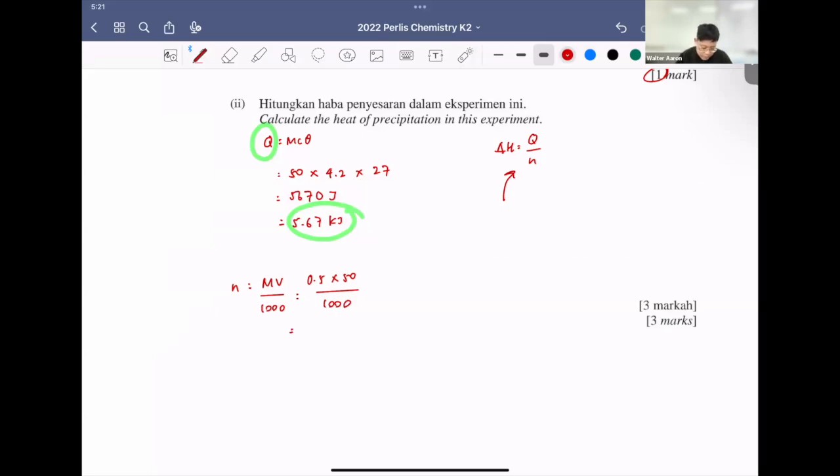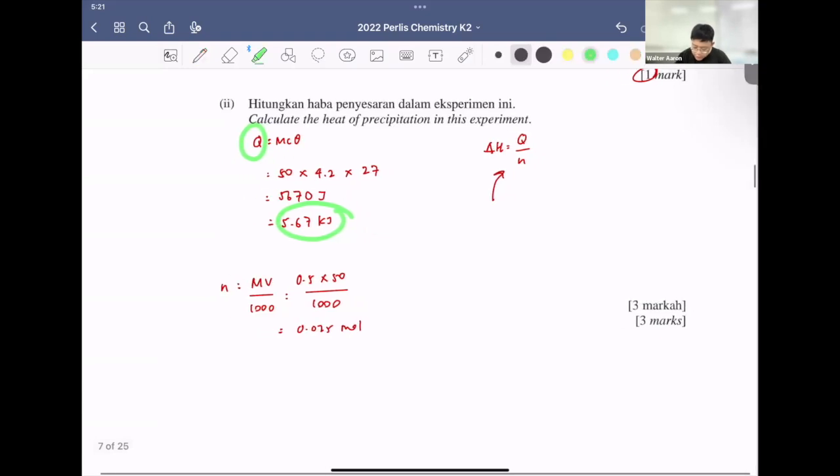So that will be technically 0.025 more. Okay, then you can substitute the value in now because you got two values already, right? You got N, you got Q as well. So now delta H is equal to Q over N.